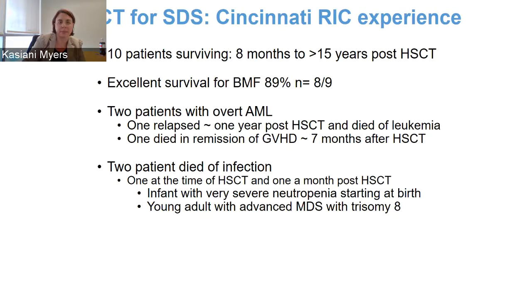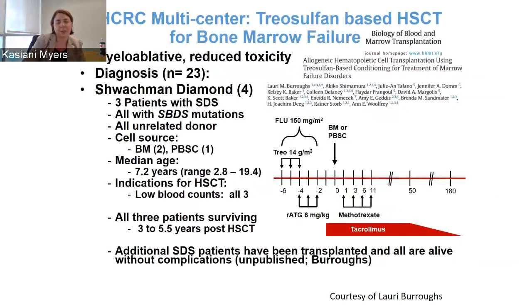Next slide. I'll shift gears a bit and talk about the reduced toxicity approach, and I'm not going to go into a lot of detail here because Lori's going to speak about this at length, but this is a multi-center trial with a treosulfan, fludarabine, ATG approach, for which 4 patients have received transplant with Shwachman-Diamond syndrome, all with unrelated donor sources and all with SBDS mutations. The median age was 7.2 years, and again, all were transplanted for marrow failure, and all of these patients are alive and well without complications at this time. Next slide.